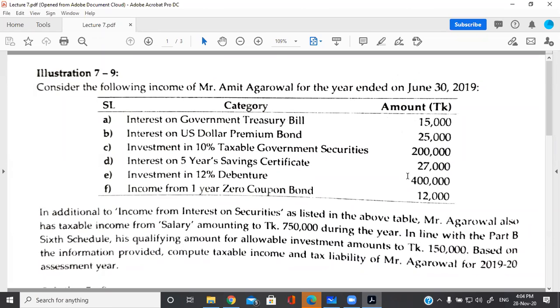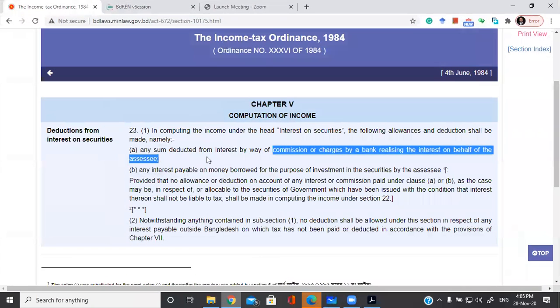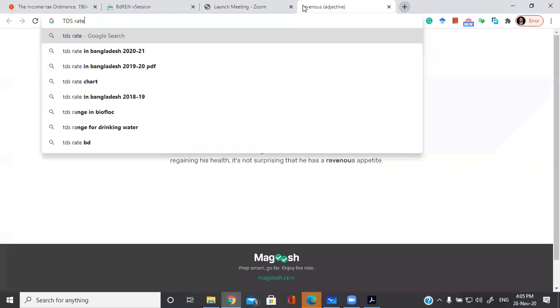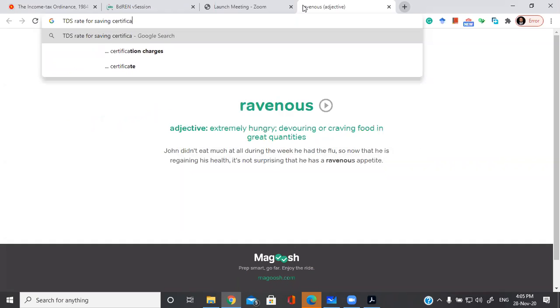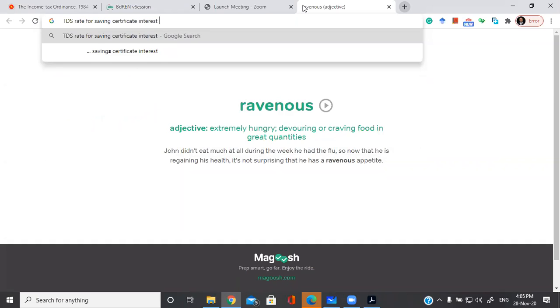Yeah, I'm also saying that in the text it is 27,000. I know that, but what I can remember is that TDS is 5% in case of interest income. Okay, let me check it.